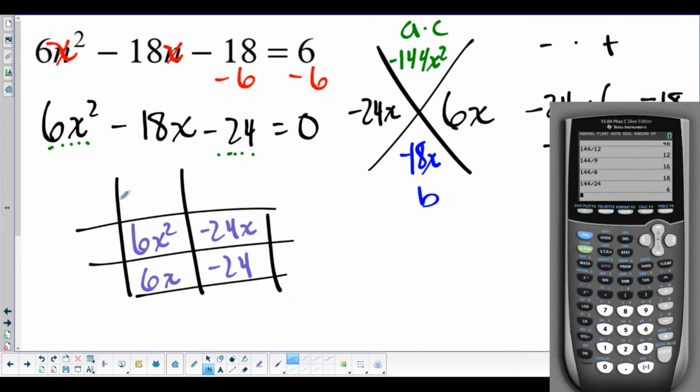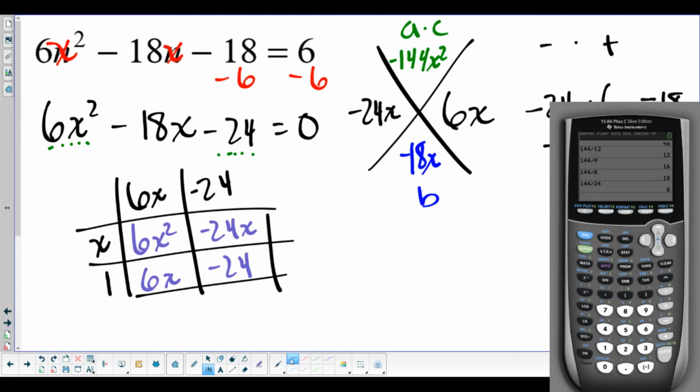I'm going to go with the idea that, well, what are the ways I can multiply to 6x squared? I could do 6x times x, and that would give me 1 here and negative 24 here. And I think that works, right? That works to me, right? Because negative 24 times 1 is negative 24.